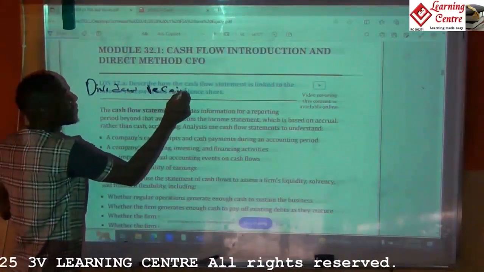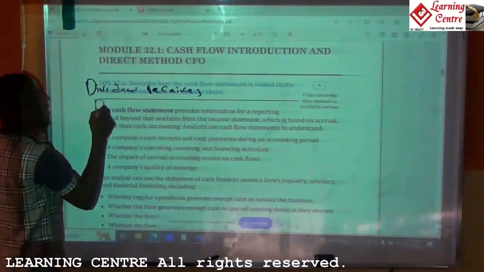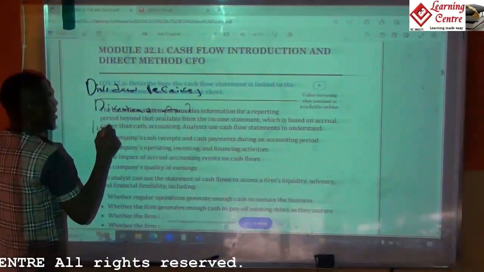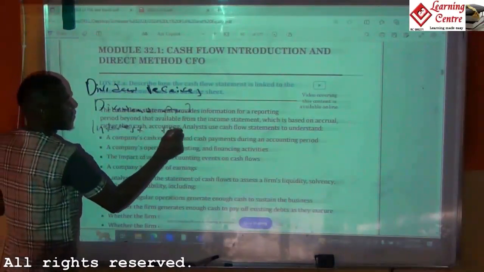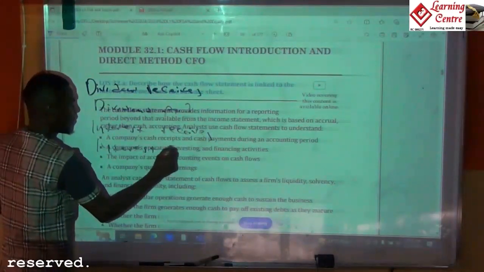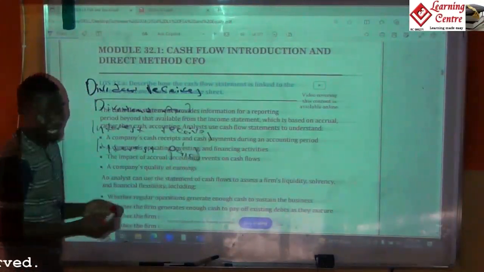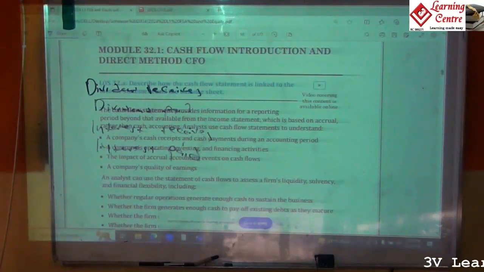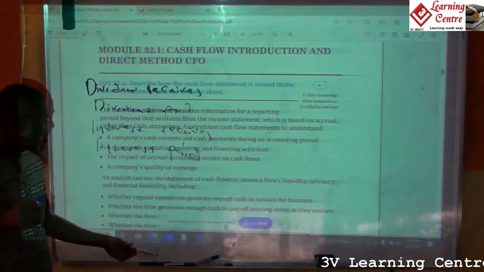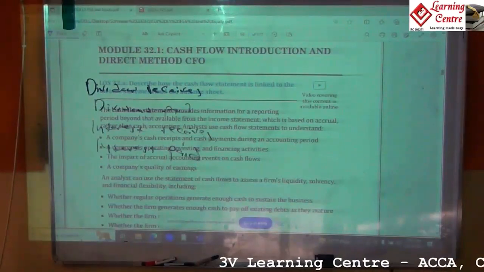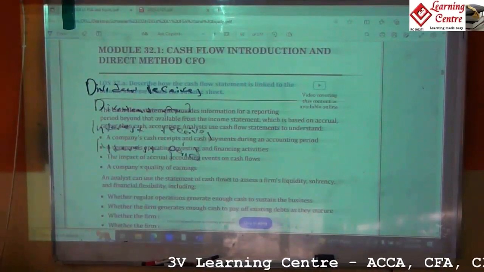Dividend received, dividend paid, interest received, interest paid. Anybody want to try? Please, IFRS and US GAAP. How do you recognize these things? It's very, very important. Dividend received, dividend paid, interest received, interest paid. Somebody try it quickly so we can go ahead.